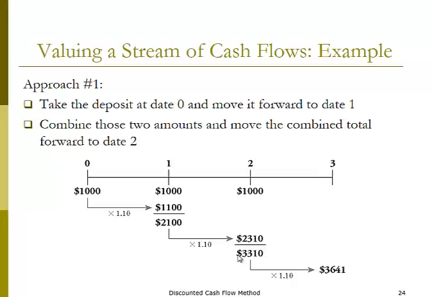And now you bring this amount to year three, noticing that we have no activity here. So it's simply calculating future value of this one for one period. So total now is $3,641. Okay, well, that's the first approach.